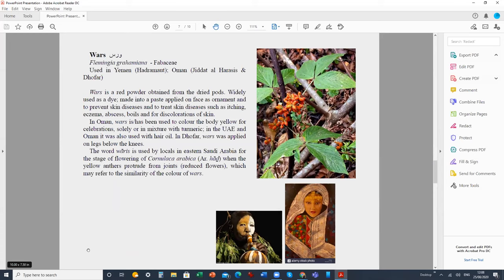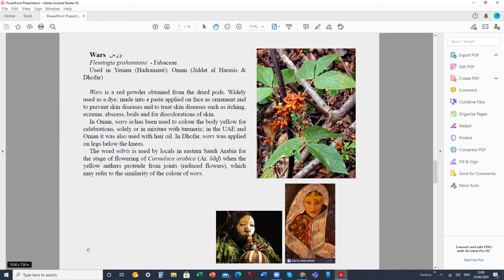They become very red, and when dry, they are crushed, sieved, and used basically as a dye to dye cloth. It was very common. During the Muslim era, a lot of wars was cultivated in Yemen and North Africa, and it was sent to Sicily to dye silk, which gave a very beautiful orangish dye.